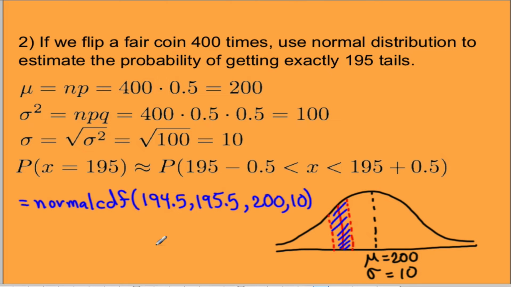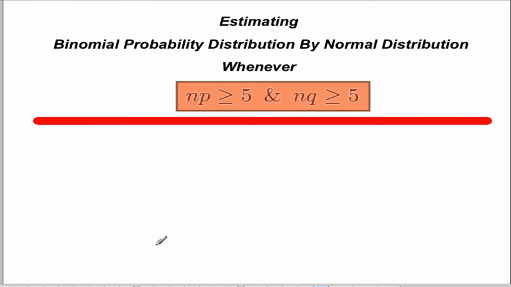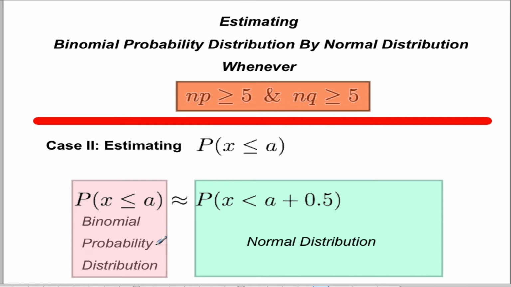Let's look at another case. This time we want to estimate probability that x is less than or equal to a. On one side we have binomial probability distribution, and on the other side we have normal distribution. So in order to have the a included in the normal distribution, we add 0.5 to a.